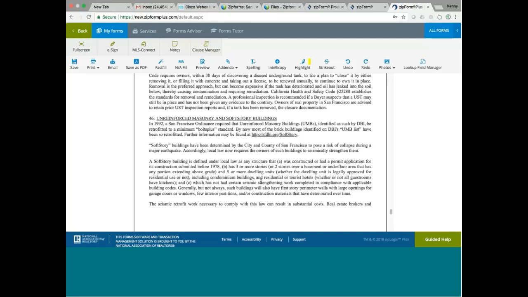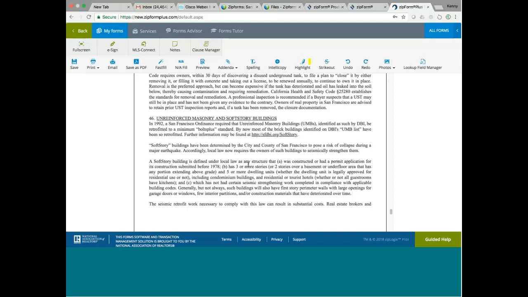So the city of San Francisco requires all soft story buildings to be retrofitted. So if you want to find out if your building is a soft story, just go to this website, http://sfdbi.org/soft story, and find out if your building is a soft story building. If it is a soft story building, it requires certain retrofit.